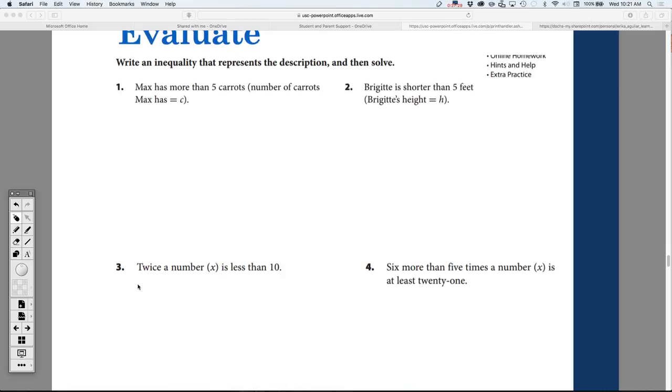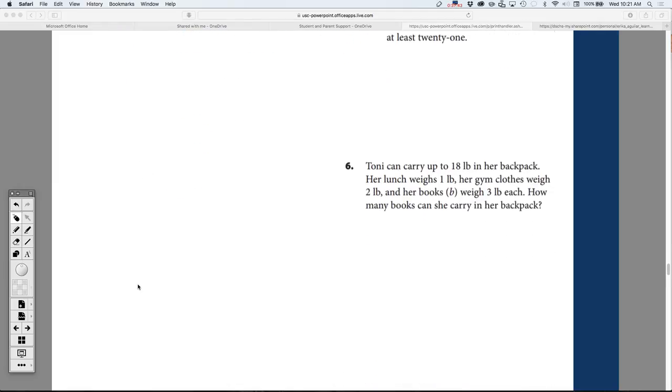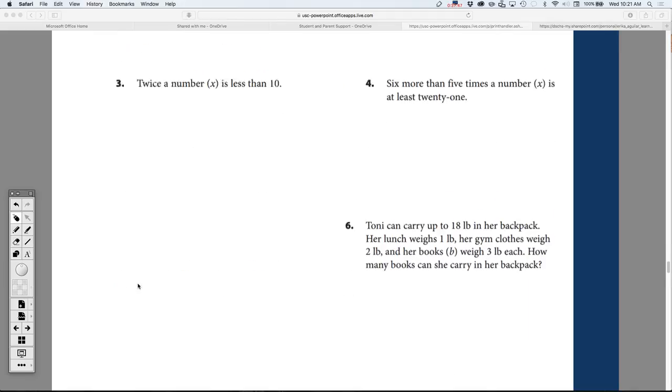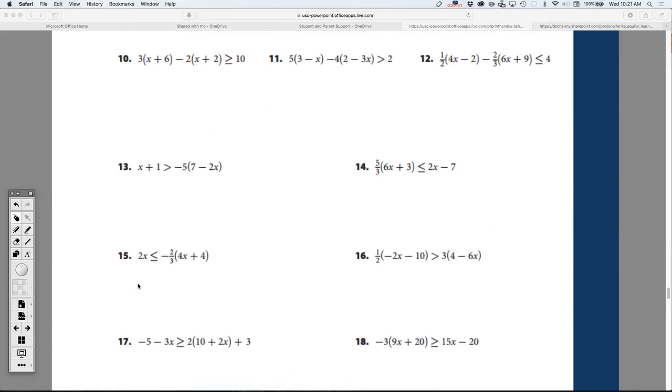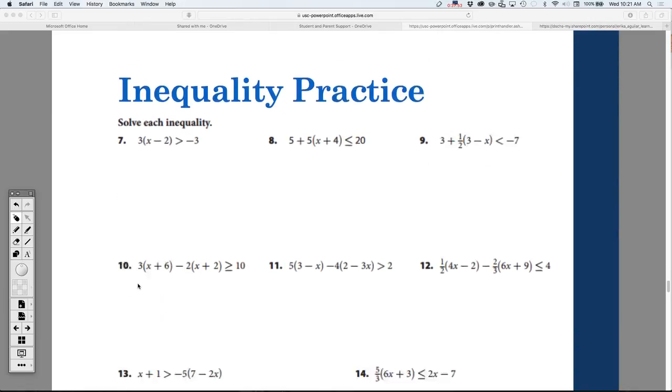Actually, there's more than 4. 5 problems. That should be a 5, not a 6. Okay. And then we'll start doing this practice together after that. So about 5 minutes for this page, and then we'll meet together, and then we'll start doing the odd problems on this one together. Okay, go ahead and start.